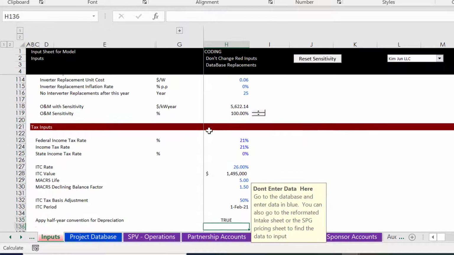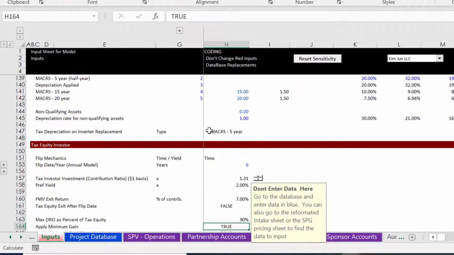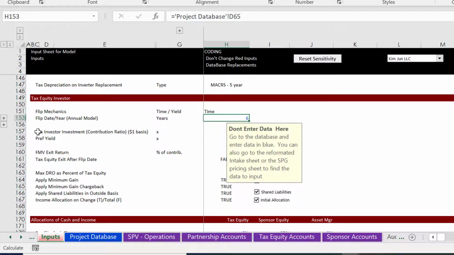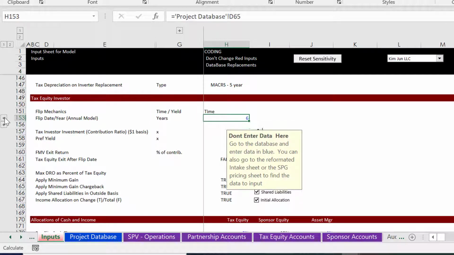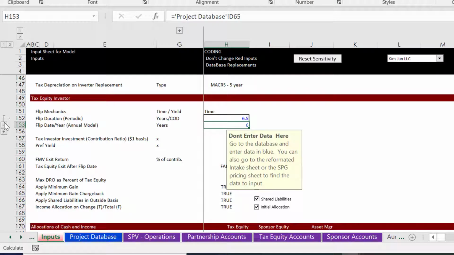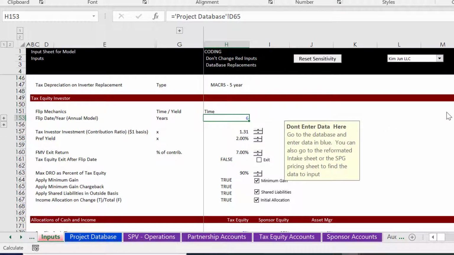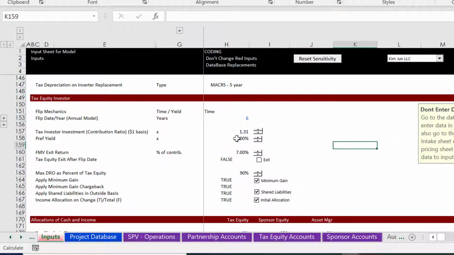We have some tax inputs that we talked about. And then for the tax investor, we have 6.5. Now, if this was, and it will be, a periodic model, it would actually be 6.5 years. So we've got to be careful. And I've got to move this horrible thing that I did over here. And then we have how much investment they make.